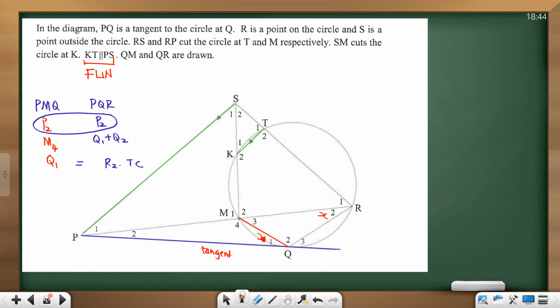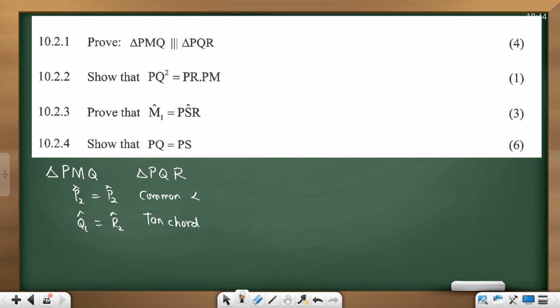Automatically, what can you tell me? Angle M will be equal to angle what? Q. Even if you don't write the whole thing, angle M4, but let's write equals to what? Q1 plus what? Q2. What will be your reason? Third angle. Therefore, go back to the way they wrote it. Triangle what? PMQ is what? Similar to triangle what? PQR. What's your reason? Angle, angle, angle. I'm done with the first one. You see, you're not wasting time, and you can see the mark allocation. 1, 2, 3, and 4.